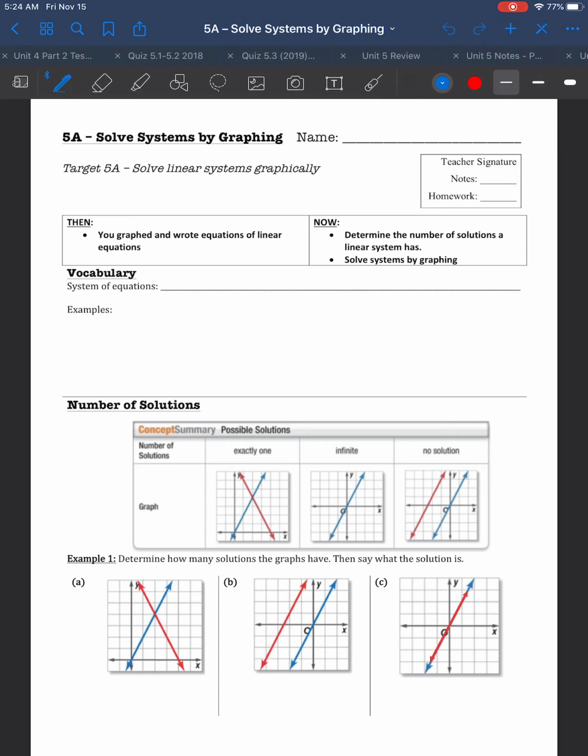Alright, so today's the first day of Unit 5, Solve Systems by Graphing. The only new part here is that we have systems, but graphing is the same as what we did before.